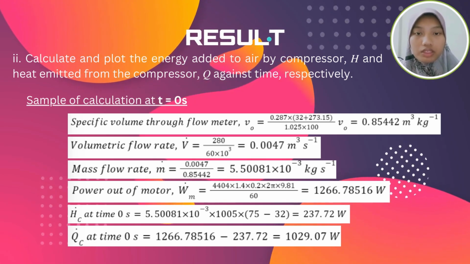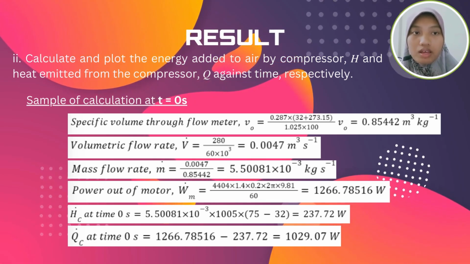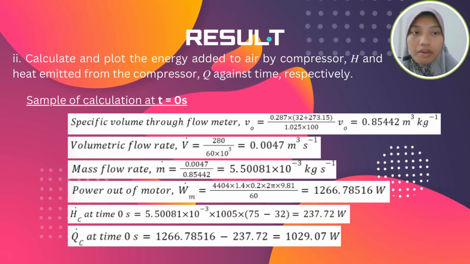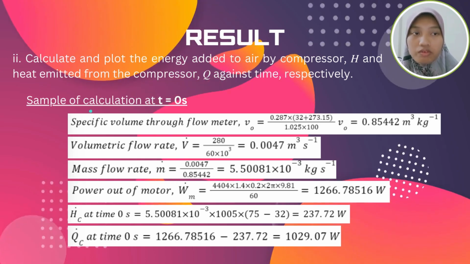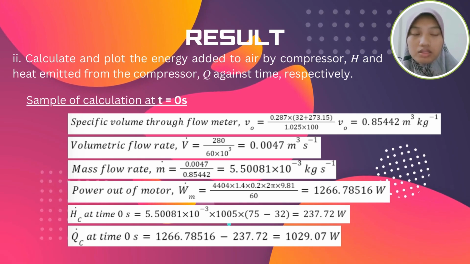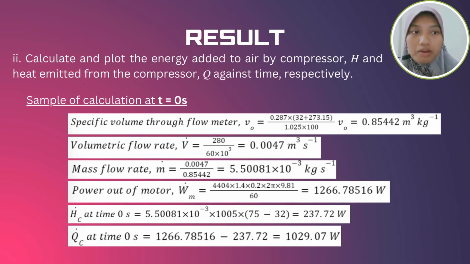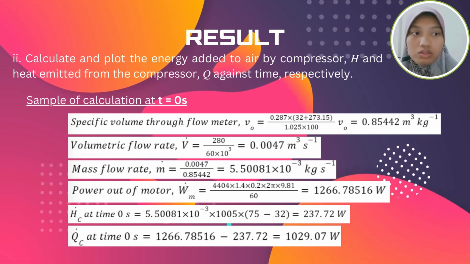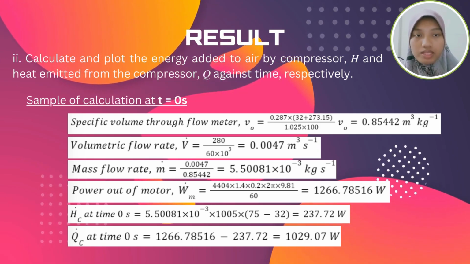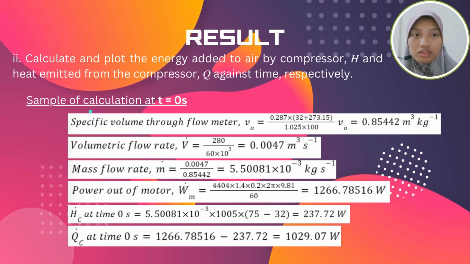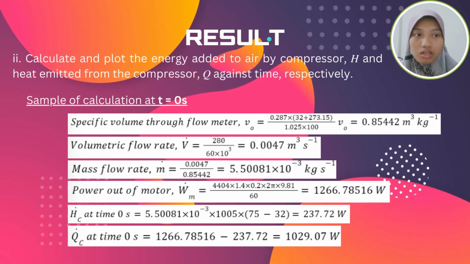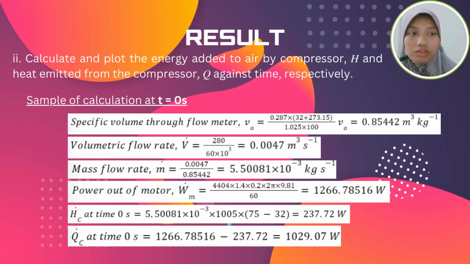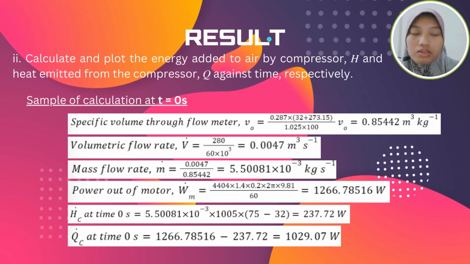This is a sample calculation at time t equal to 0 seconds. The specific volume through the flow meter is equal to 0.85442 meter cube per kilogram. The volumetric flow rate is equal to 0.0047 meter cube per second. The mass flow rate is equal to 5.50081 times 10 to the power of negative 3 kilogram per second. The power out of the motor is equal to 1266.78516 watt. So the Hc at time 0 seconds is equal to 237.72 watt. So the Qc at time 0 seconds will be equal to 1029.07 watt.